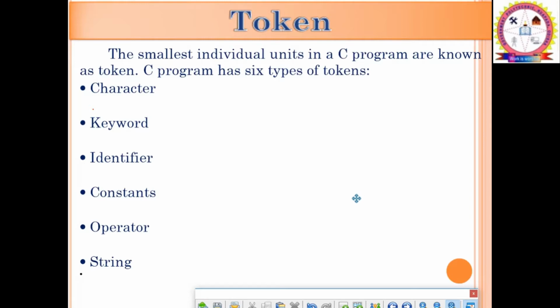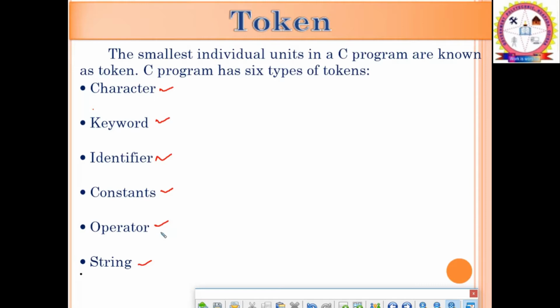A C program has 6 types of tokens, and these are: the first one is characters, then keywords, identifiers, constants, operators, and strings.